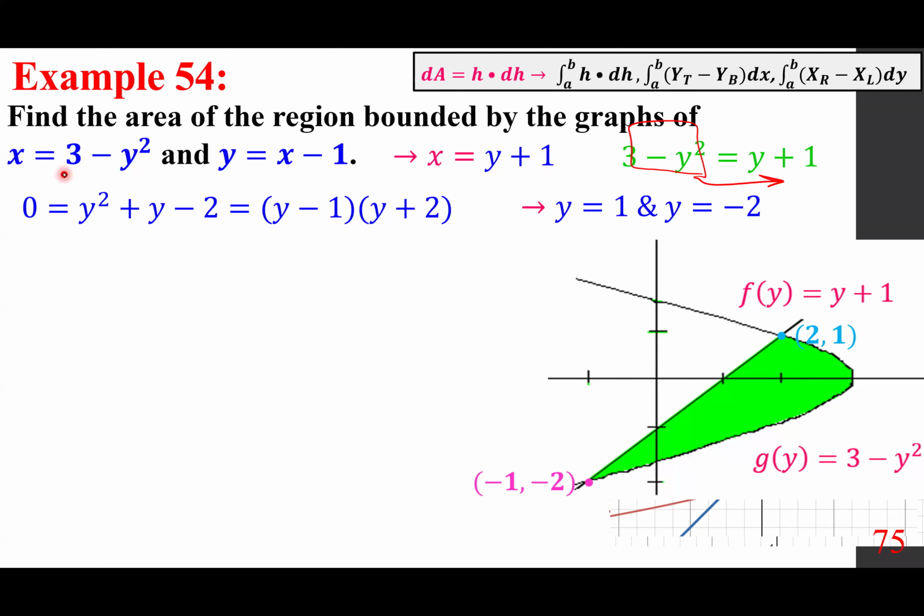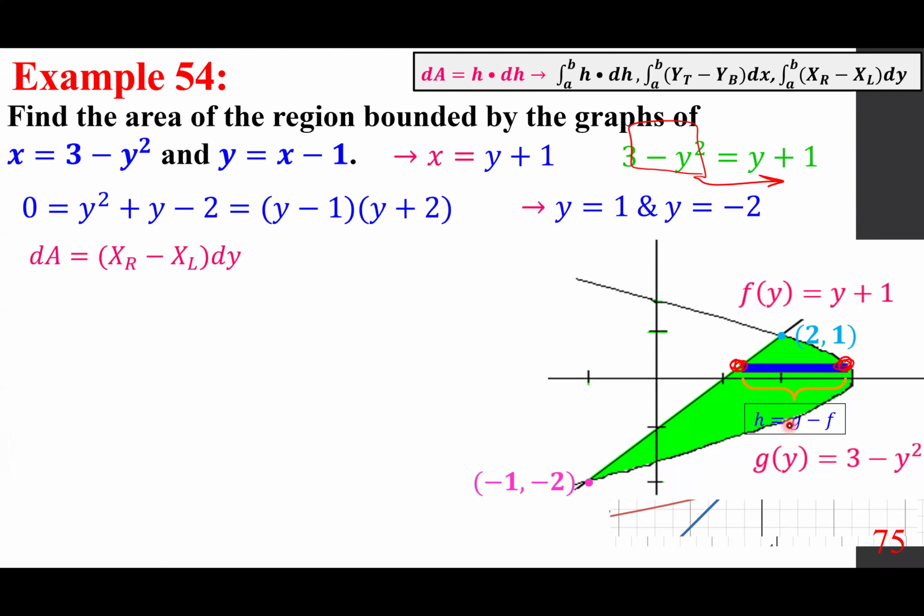And if I put it here, I can double check my work. Now, here's a typical rectangle. And the length is x of the right minus x of the left. So this is g minus f. Okay. And this rectangle, we take it up and down. That's why we have the dy. And the limits are the limits on the y, which is from negative 2 to positive 1 in any event.